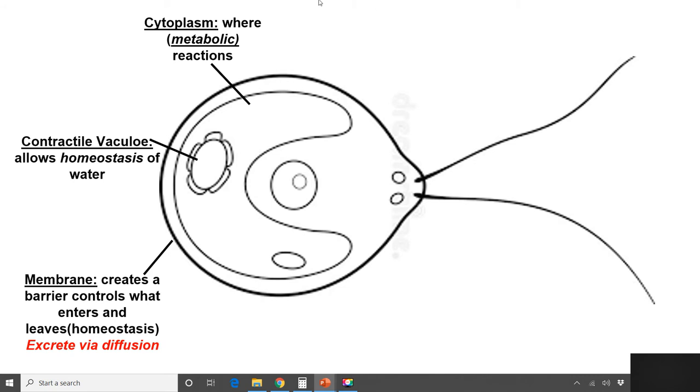So these guys operate in a really similar way to the paramecia. So they too do their metabolism inside of the cytoplasm. They also have contractile vacuoles that's monitoring the homeostasis of water, just like the paramecia, because they also live in water. They also have this membrane that's creating that barrier that controls what enters and leaves, which falls under the category of homeostasis. But what's a little bit different about these guys is that they don't have a special anal pore to get rid of their waste. They excrete just directly by diffusion. So waste products just diffuse out through the cell. They just sort of float out.